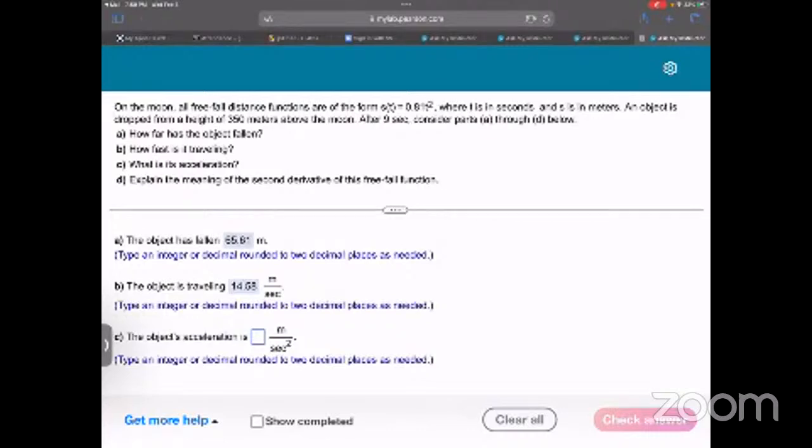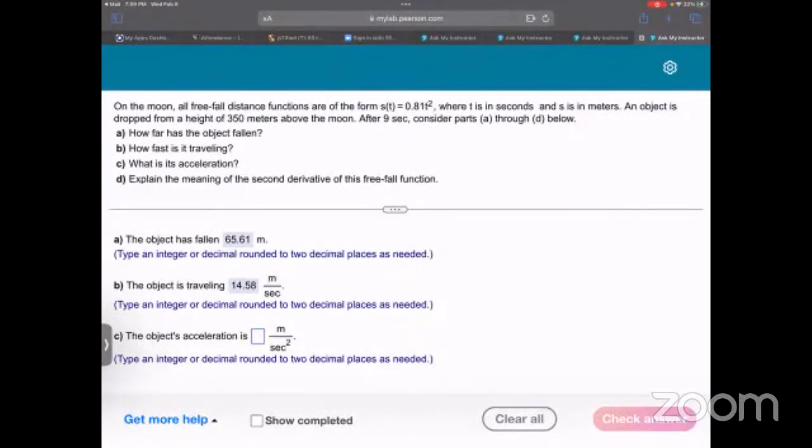So then with the acceleration, we could take the derivative of the velocity function to get the acceleration function. So we already have 2 times 0.81 times t. So then the acceleration should just be 2 times 0.81. And I think the t falls off.